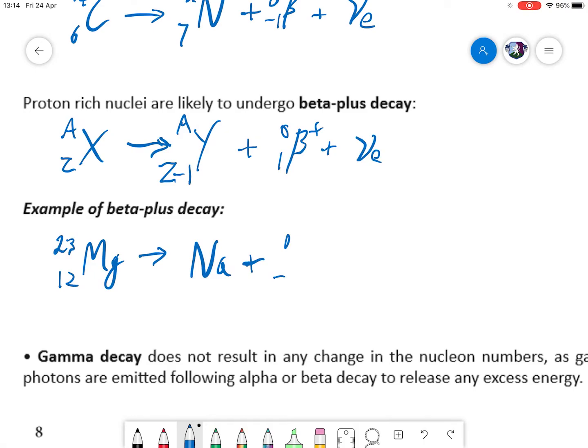You would be expected now to add this beta plus, and the neutrino, as well as the mass and atomic number. Now this isn't periodic table knowledge, this is just following the maths, so no change on top, so 23, and the atomic number will decrease by 1 to 11.